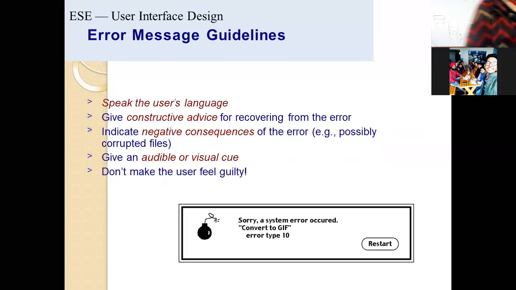Error message guidelines: speak the user's language. Error messages should speak the user's language, give constructive advice for recovering from the error, and indicate negative consequences of the error. Like there may be a message, if you open this file, this may harm your computer. These are some kinds of messages that are displayed while you are doing any kind of operation. Give an audible or visual cue. You may insert an audible or visual cue for a particular kind of error message.